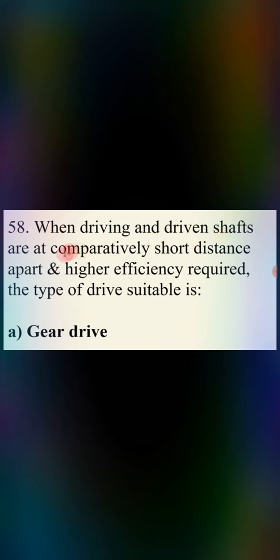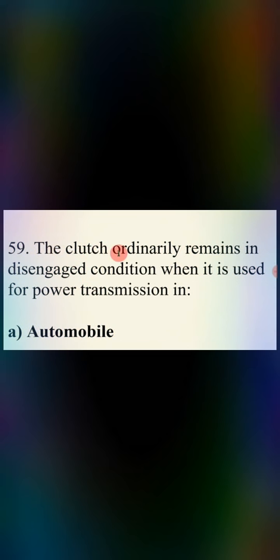When driving and driven shafts are at a comparatively short distance apart and higher efficiency is required, what type of drive is used? That is gear drive. The clutch ordinarily remains in a disengaged condition when it is used for power transmission in an automobile. So during power transmission, the clutch is in the disengaged position.